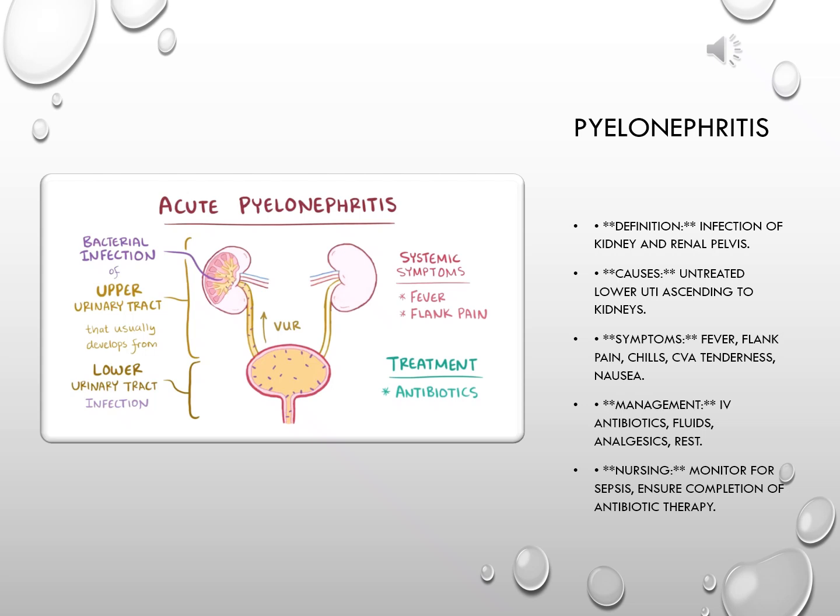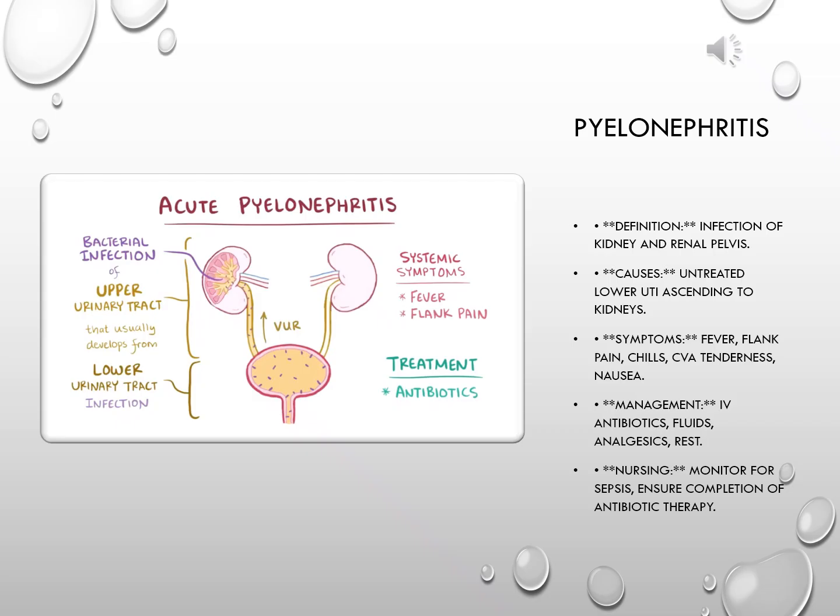Okay, so we're going to talk about pyelonephritis. Pyelonephritis is an infection of the actual kidneys, and this occurs when we don't catch and treat a lower UTI. So that bacterial infection is able to go from the bladder up into the ureters and go into the kidneys themselves. For your patients with acute pyelonephritis, they're going to complain of that fever.